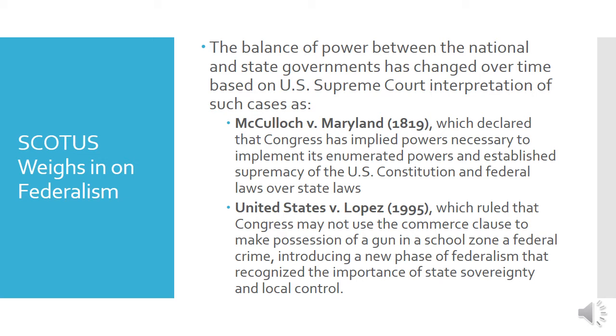Maryland was doing all that it could to try to put that national bank out of business and tax it into oblivion. So in this ruling, the Supreme Court determined that Congress does have extensive implied powers, including the ability to establish a national bank, which are necessary to supplement its enumerated powers. And it established and supported the idea of supremacy of the U.S. Constitution and federal laws over state laws. So a couple of very important takeaways from that case.